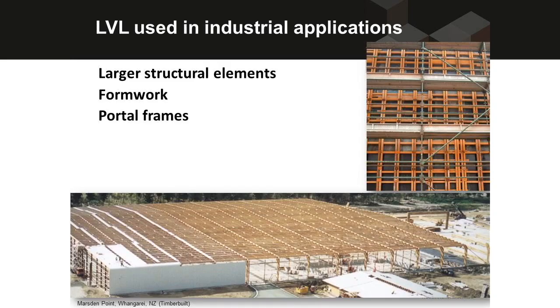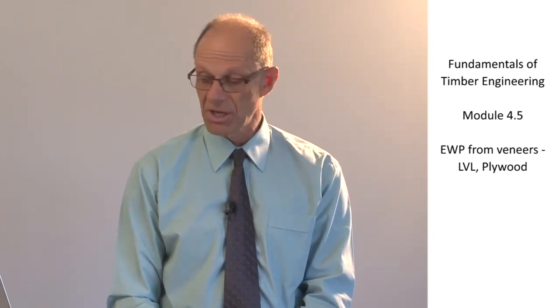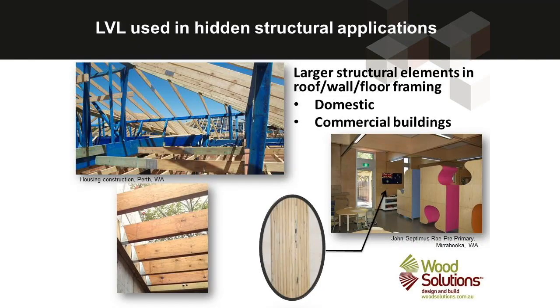applications. Laminated veneer lumber can be used in industrial applications where large spans are required in portal frames or high loads have to be resisted in concrete formwork. Laminated veneer lumber is most commonly used in hidden structural applications. The photo shows it used in a timber-framed roof where it's not going to be seen, and it's the bright blue material you can see in that picture. In the right-hand photo, the laminated veneer lumber is on show where you can see the edge of each laminated veneer lumber member as an architectural feature in that particular building.